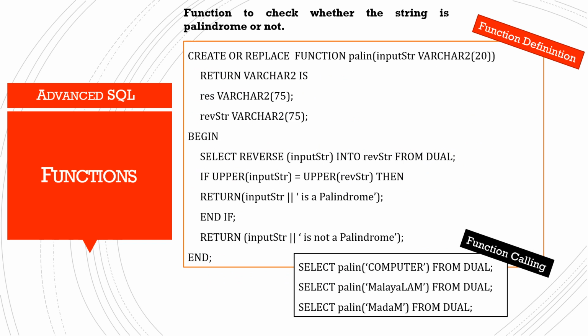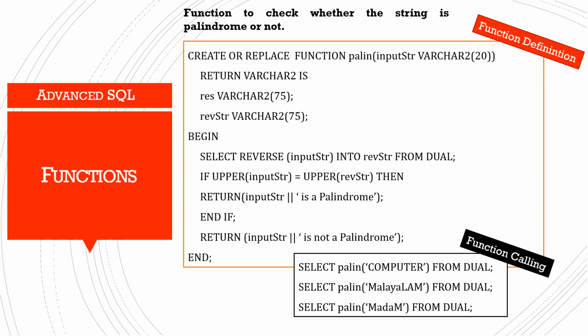Now let us look at how we make use of this dual table in our program. Here we are going to write a function to check whether a string is a palindrome or not. What is a palindrome? The string and its reverse should be equal. When we take the reverse of the inputted string, it should also be equal. Can you give me an example of a palindrome? Madam, M-A-D-A-M. Whether we write from left to right or right to left, it is equal.